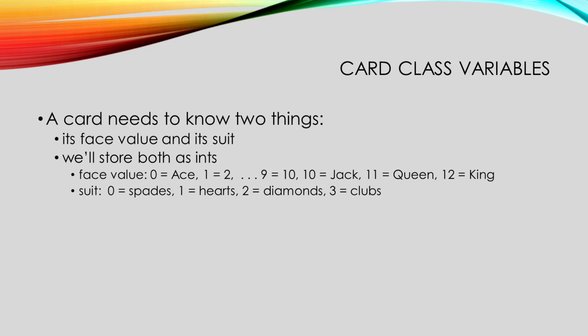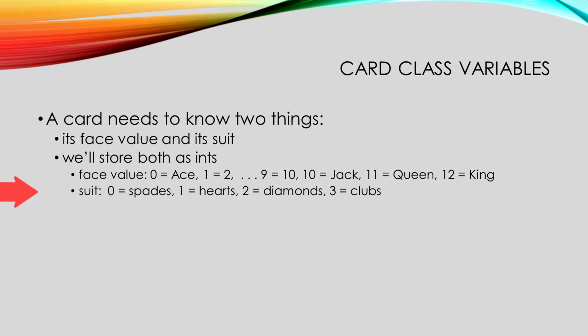We need to know which card each card object is, so we need it to know what its face value and its suit are. That tells us what the instance variables of the card class are. We'll store each of these as integers. For face value, 0 will mean it's an ace, 1 will mean it's a 2, so on up to 10 will mean it's a jack, 11 means it's a queen, and 12 means it's a king.